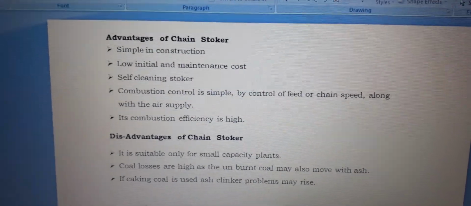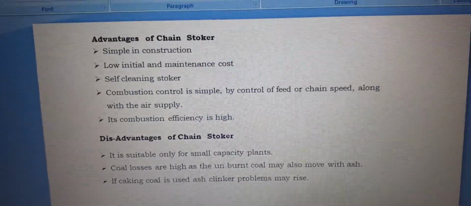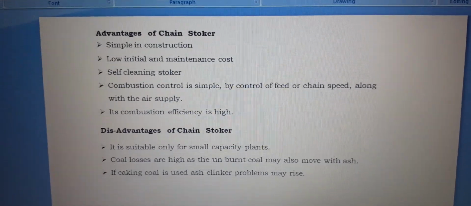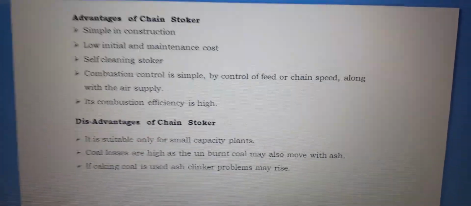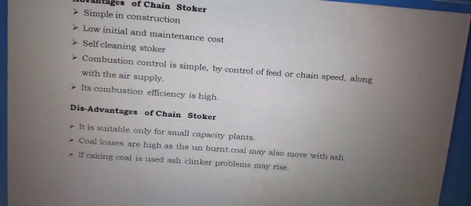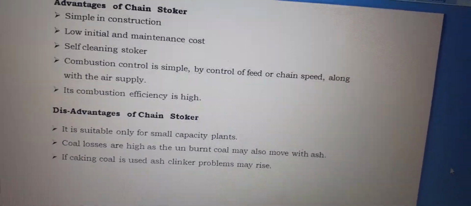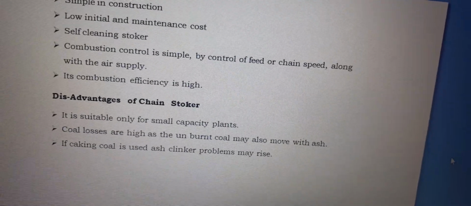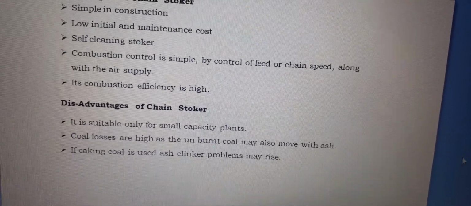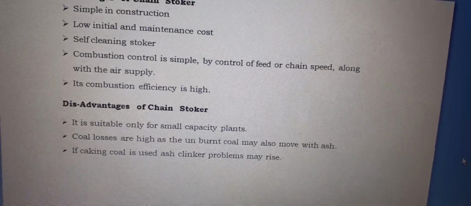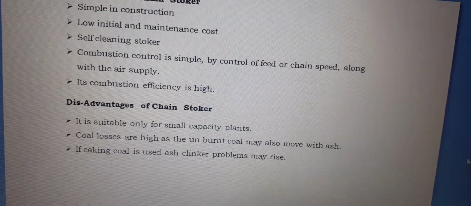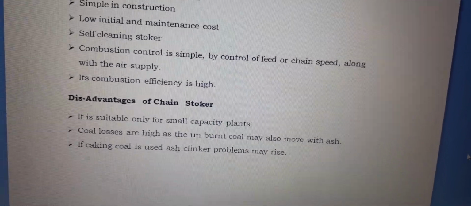Next will be the advantages of chain stoker: simple in construction, low initial and maintenance cost, self-cleaning stoker, combustion control is simple by control of feed or chain speed along with air supply. Its combustion efficiency is high. Disadvantages of chain stoker: it is suitable only for small capacity plants. Coal losses are high as the unburnt coal may also move with ash. If caking coal is used, ash clinker problems may arise.